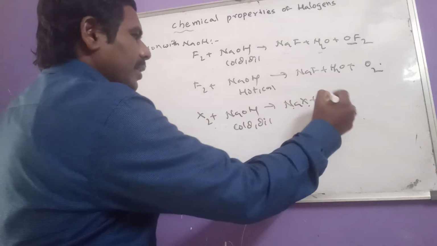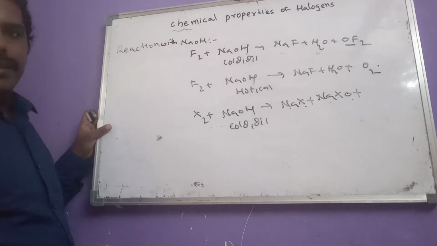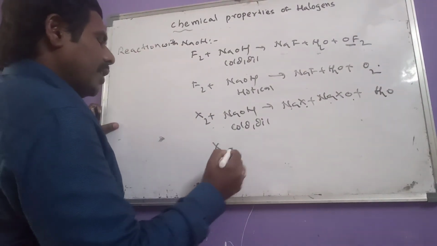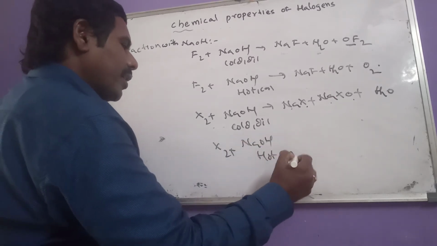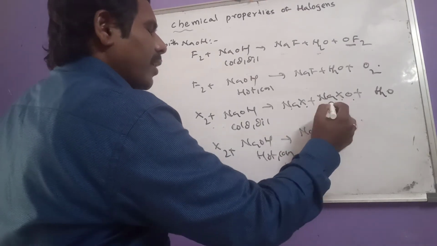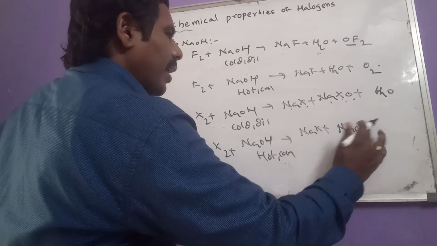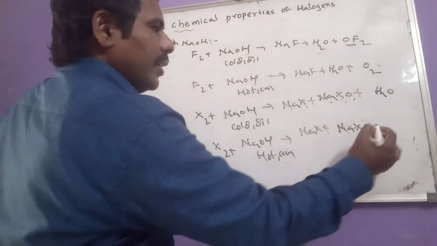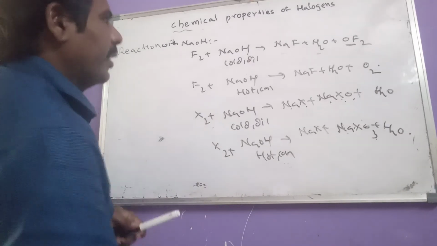sodium halide and sodium hypohalite and H2O. When other halogens are treated with hot and concentrated NaOH, NaX is common, but instead of sodium hypohalite we get sodium halate, NaXO3, plus H2O. So let us see one example here.